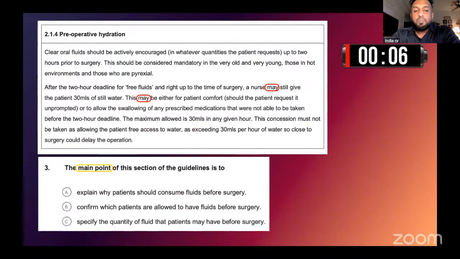C says specify the quantity of fluid that patient may have before surgery. May have. You will find the same modal verb in the paragraph as well. Specify the quantity of fluid that patient may. You may give, maximum is 30. So the correct answer over here is C. Clear? Within 2 minutes, you should be able to do it.